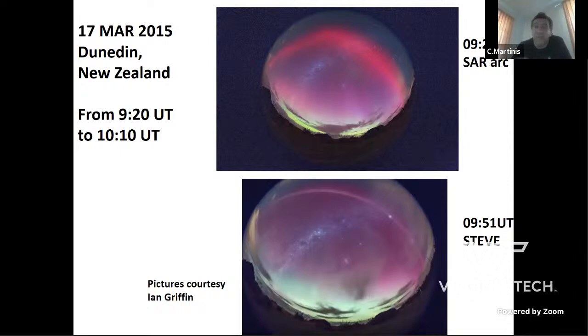There's a movie showing how in New Zealand, starting around 9:20, we see a very bright arc that I say is a SAR arc, and how it evolves in less than 1 hour. That very bright red, wide arc becomes a very thin, kind of whitish, purplish arc that we associate with the Steve. Not shown here, but a few minutes later, this arc is almost disappearing, and you have PEAK and faces going through the field of view here.